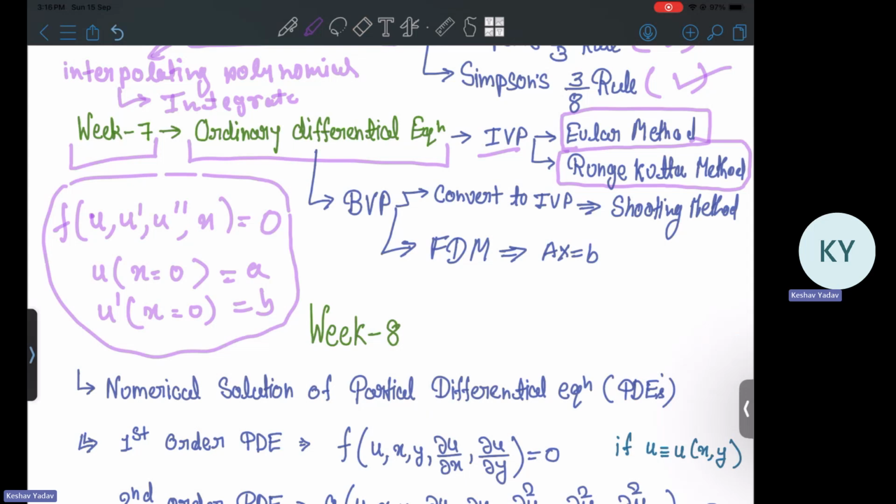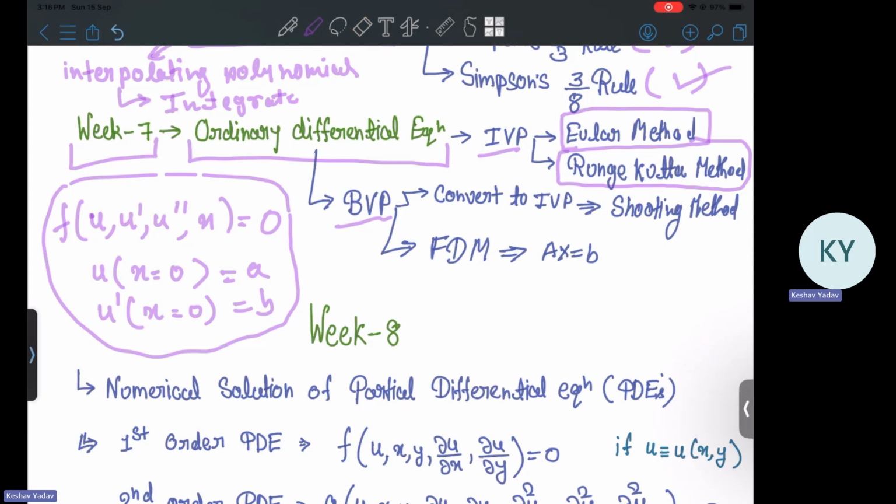So the Euler method can be inferred as a first order Runge-Kutta method. There we have seen the most commonly used fourth order Runge-Kutta method to solve an initial value problem. Then we move towards the boundary value problem.